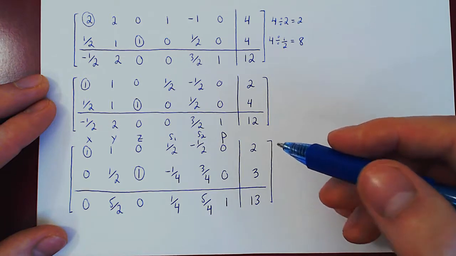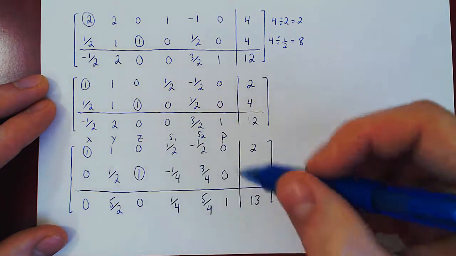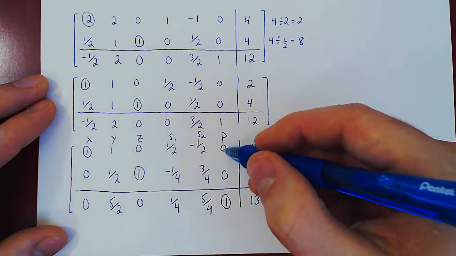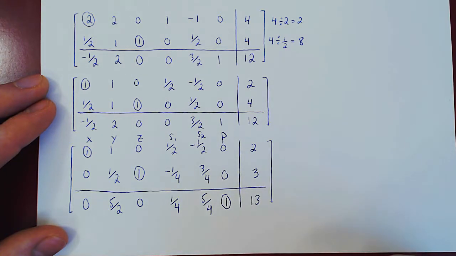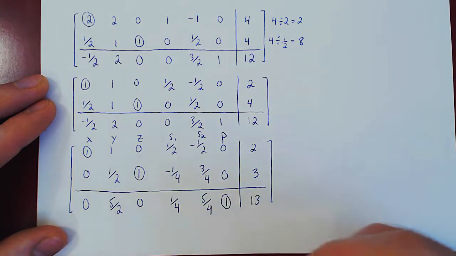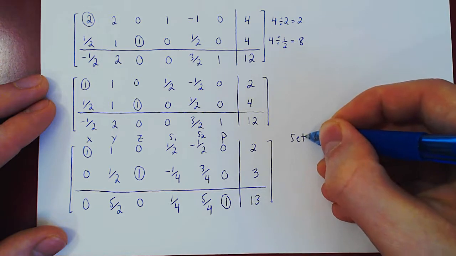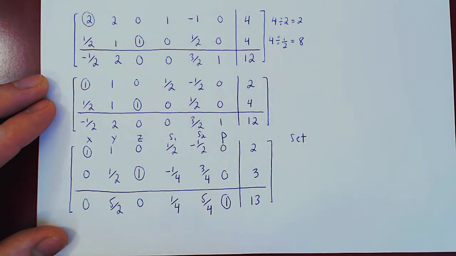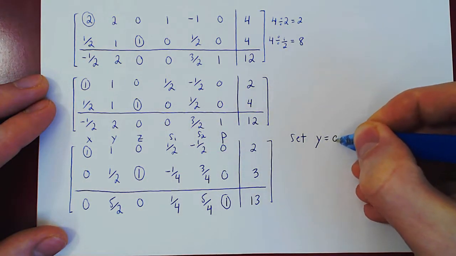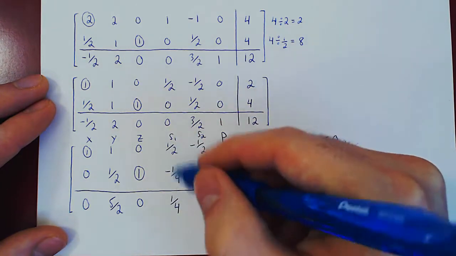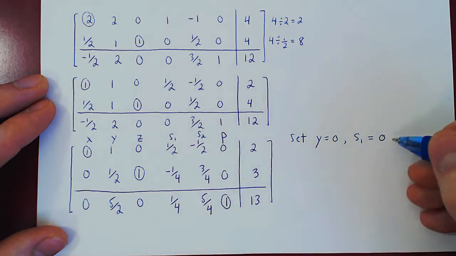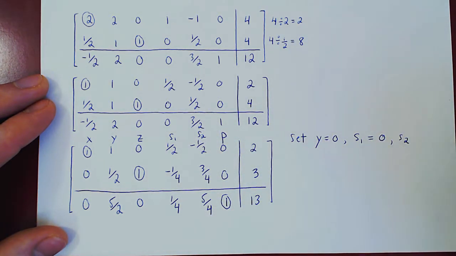Well, we have two types of variables. We have the basic variables, the variables that in their column contain a single pivoting 1 where all other entries are equal to 0. And we have the non-basic variables, the ones that don't have a pivoting 1 where all the other entries are 0. So if you remember, we set the non-basic variables equal to 0. So y is non-basic, so we set y to be equal to 0. S1 is non-basic, so S1 is also set to equal 0. And S2 is non-basic, so S2 is also set to be equal to 0.